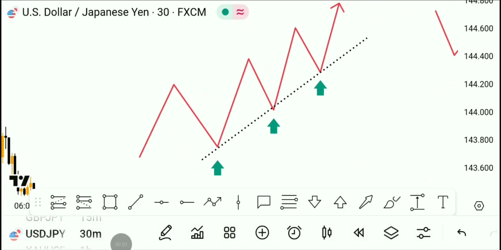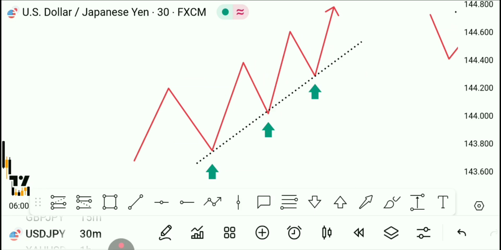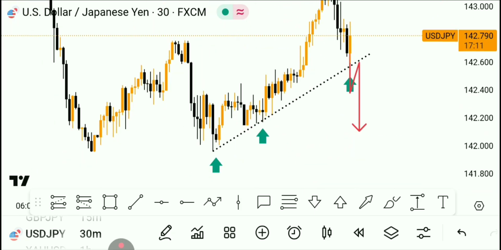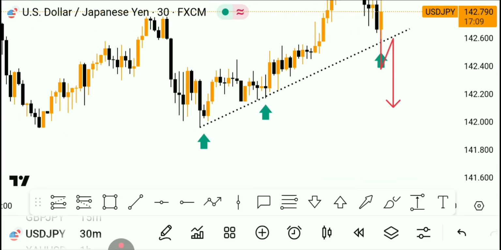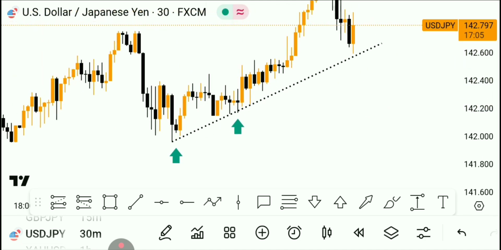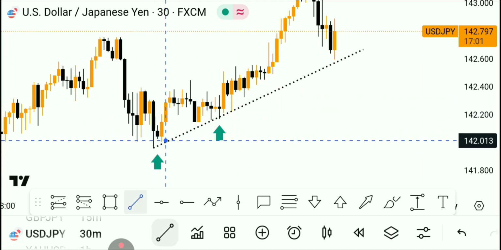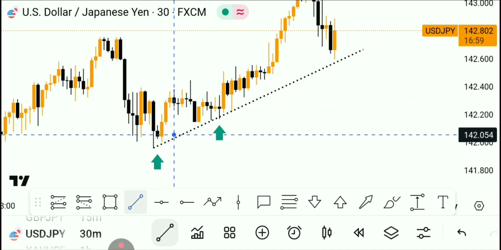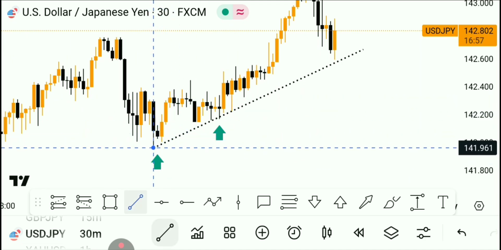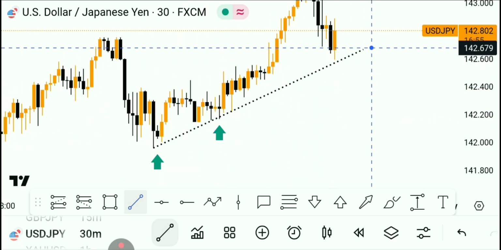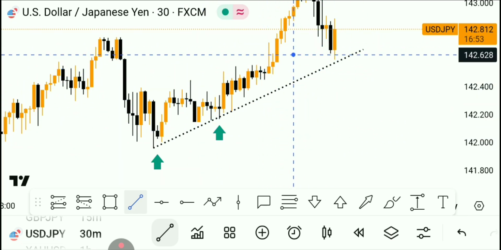So how do you draw your trend line? To draw your trend line, you mark either from wick to wick. Like this one now, I'm marking from wick to wick. Or you mark from body to body. But mostly I prefer marking from wick to wick, because that's what you mostly see.